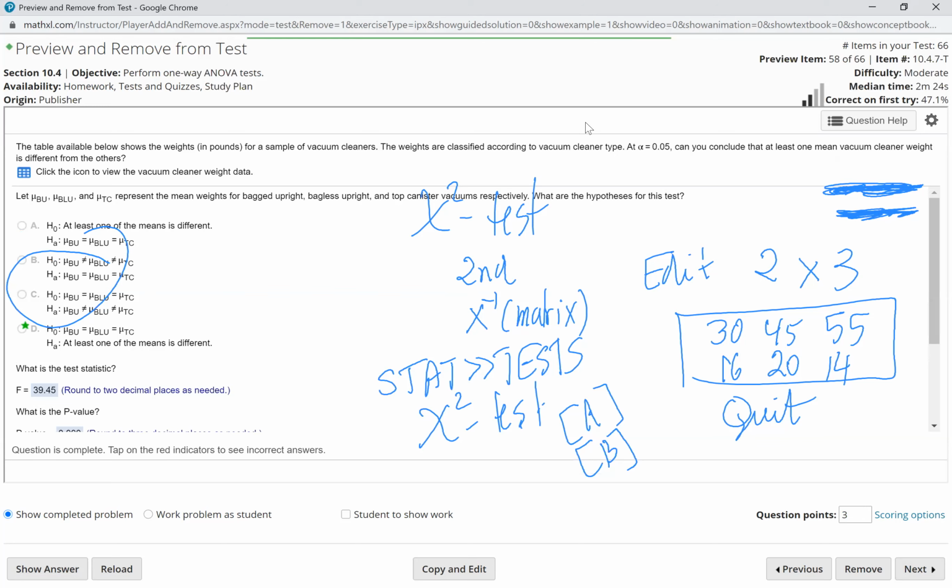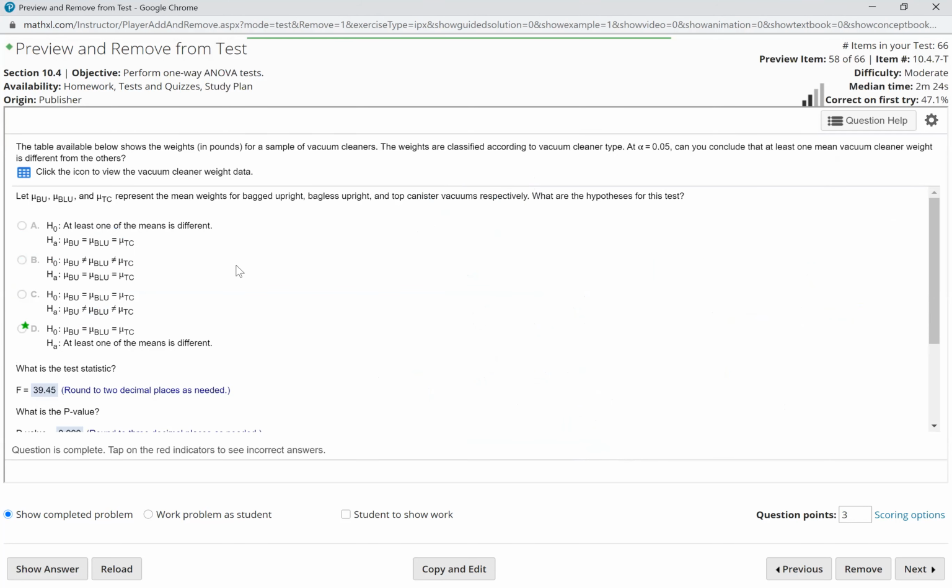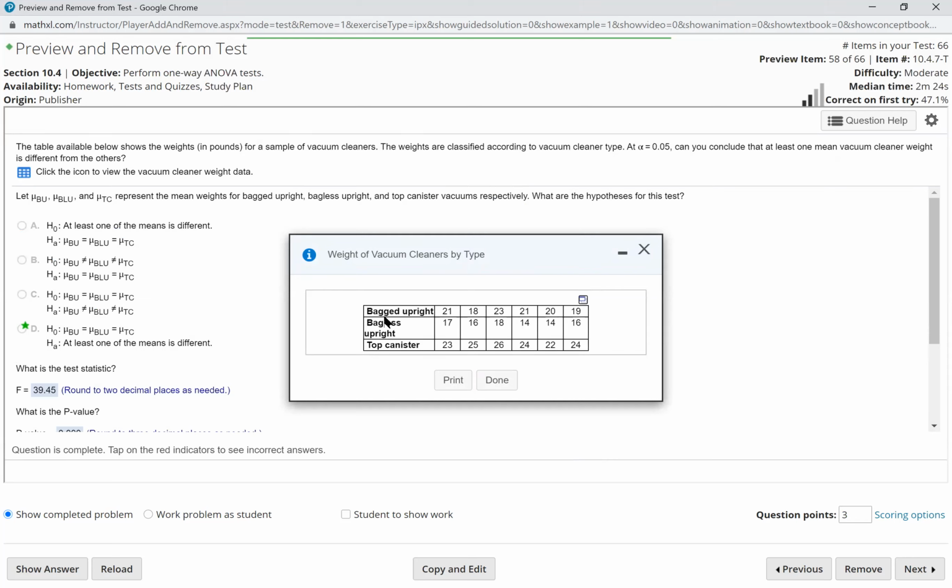Let me clear here. Okay, now we're doing ANOVA, analysis of variance, the last section. He gives you data from 3 sets, and the table below shows the weights in pounds. The difference between this and what we did yesterday, guys, is that yesterday the data was given in columns. Here he gave it in rows. It's the same thing. If you rotate this one, it will be in columns. The weights are classified according to vacuum cleaner type. At alpha equal 5%, can you conclude that at least one mean vacuum weight is different from the others?